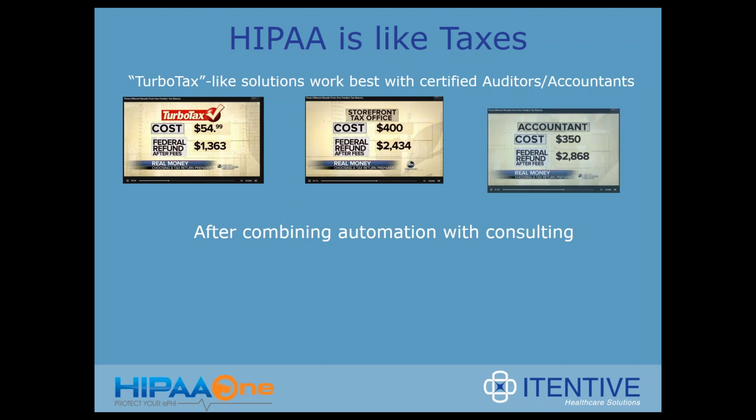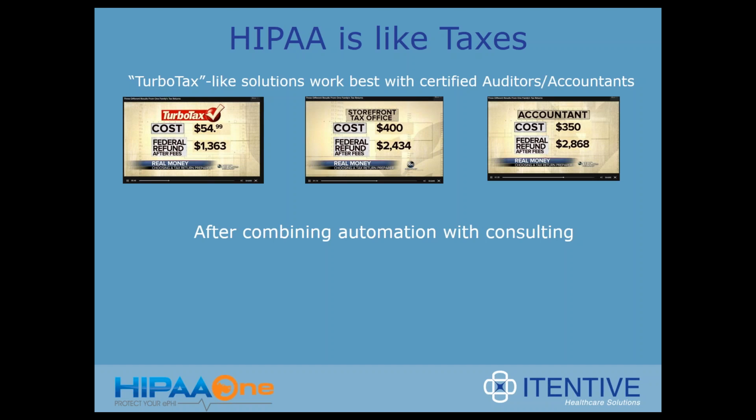And then the accountant that was friends and family referred cost $350 for one visit, and they got a federal refund of $2,800. So that was pretty interesting, that you still need to have someone that knows what they're doing, like a CPA, in order to help you with your taxes to maximize your deductions.